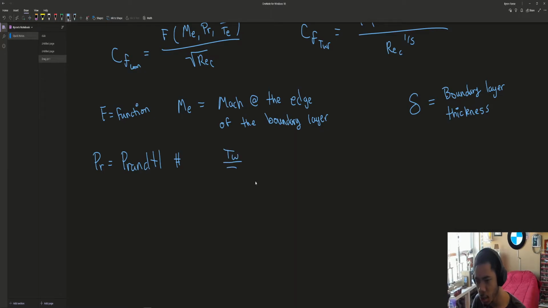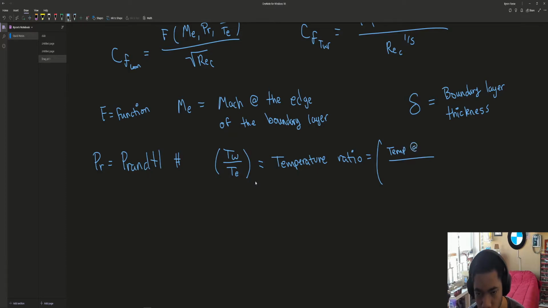And then TW over TE, this ratio is the temperature ratio. More specifically, it is the temp at wall over the temp at boundary edge.